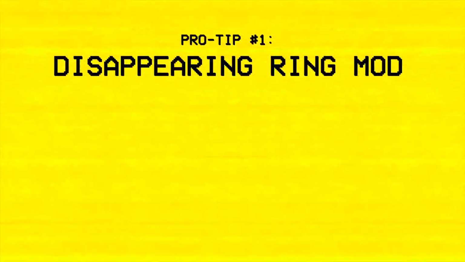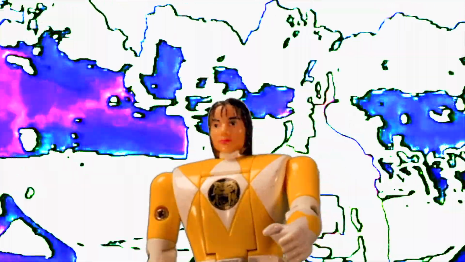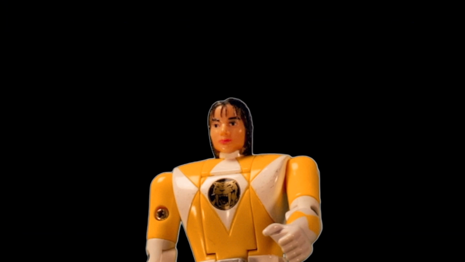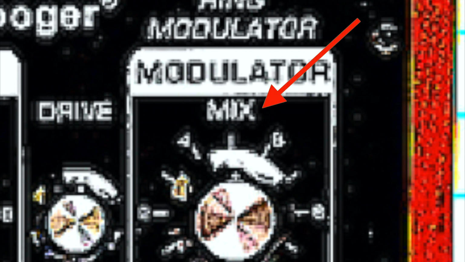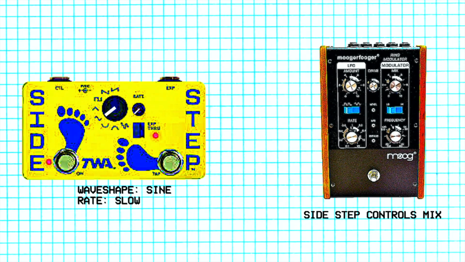Okay, for the first pro tip, we're going to use the Sidestep with ring modulation. Ring mod by itself on 100% can be pretty gnarly. It can be hard to use in a way that's not atonal, but most ring modulators have a mix control. So the first pro tip here is to set up the Sidestep to continuously mix ring modulation in and out while you're playing. That way it never overtakes what you're doing, but there will be this new sort of weird thing coming in and out of focus while you're playing.